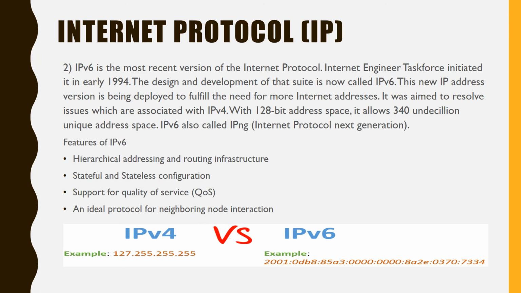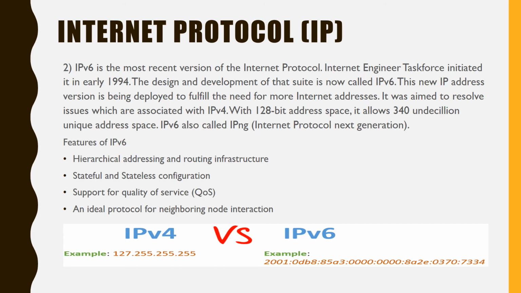Now, the features of IPv6: hierarchical addressing and routing infrastructure. Now, it has a whole sort of architecture where the systems are identified differently in a hierarchy. Now, stateful and stateless configuration. Stateful and stateless configuration means when we are connected to an internet, or we are not connected to an internet, or we are connected to a network, or we are not connected to a network, it may give you a unique address whether or not you are connected to a network.